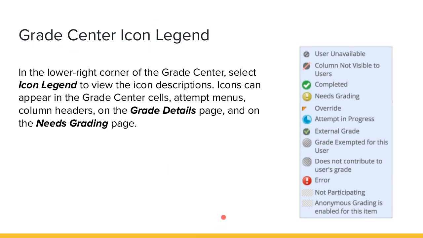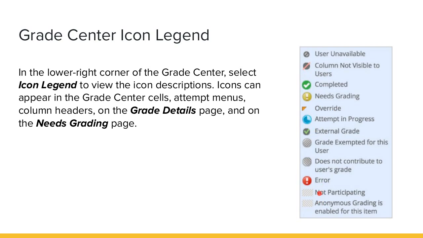All right, your Grade Center icon legend. In your Grade Center, there are a lot of little icons to give you an indication of what has been done or what is pending. This little legend will let you know, for example, what that yellow circle with an exclamation point means. That means needs grading. What does the little timetable, little blue dot mean? That means an attempt is in progress. All of these will tell you what is going on in the column with that student.